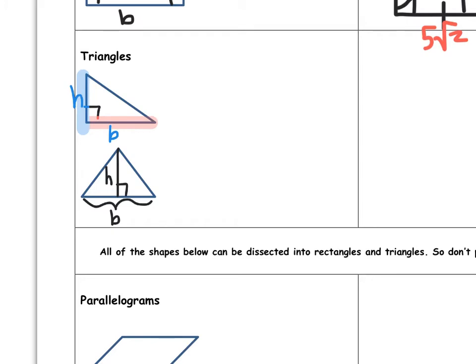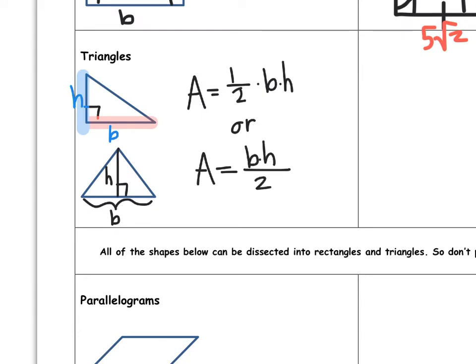Our area formula for a triangle is 1/2 times base times height. Another way that you might see that written is area equals, instead of writing the 1/2, you could do base times height and then divide your answer by 2. Those formulas mean the same thing.